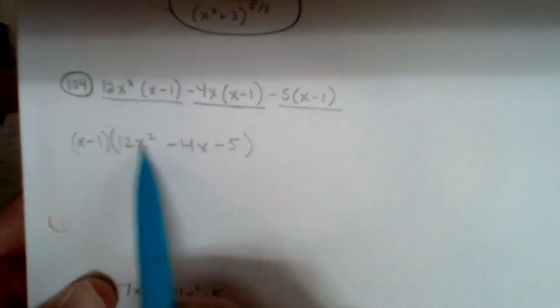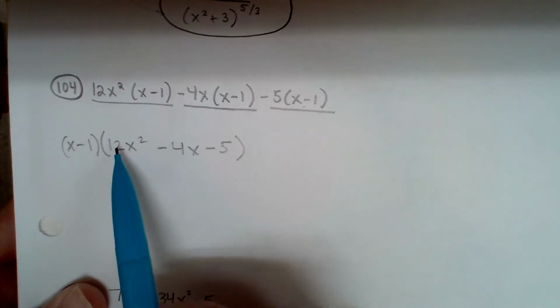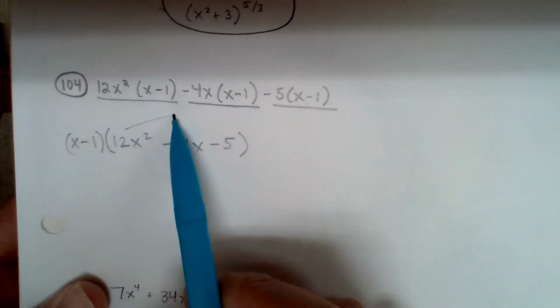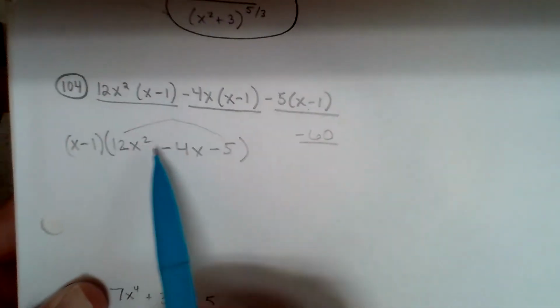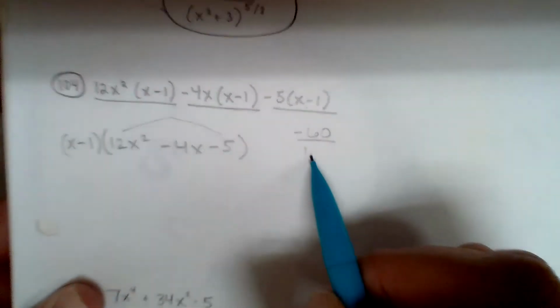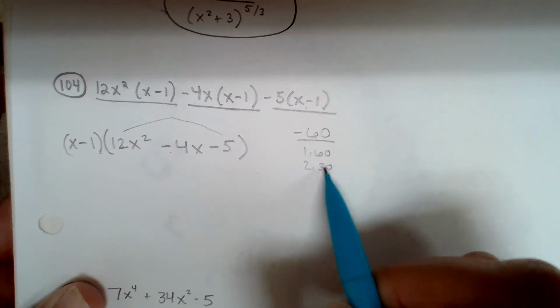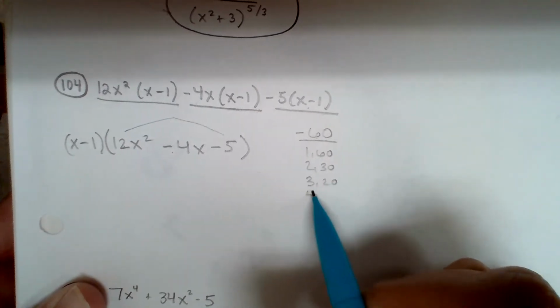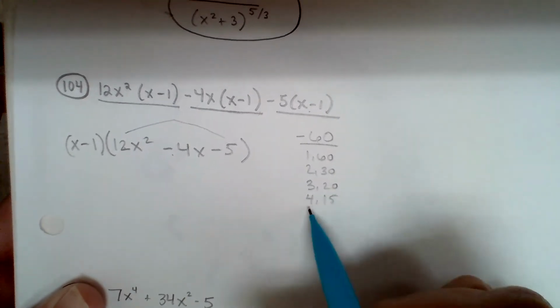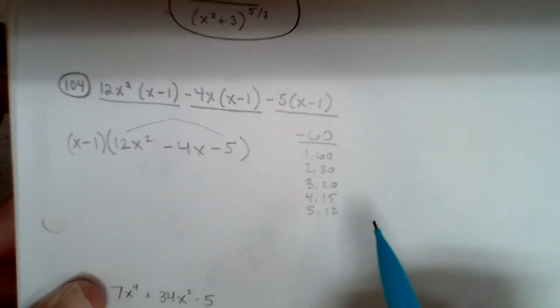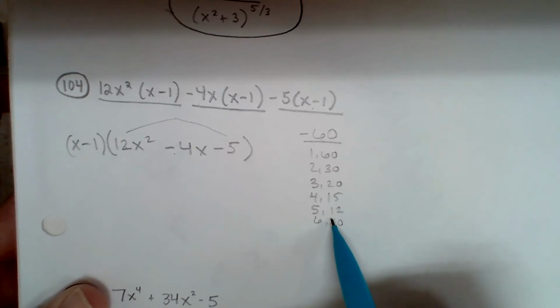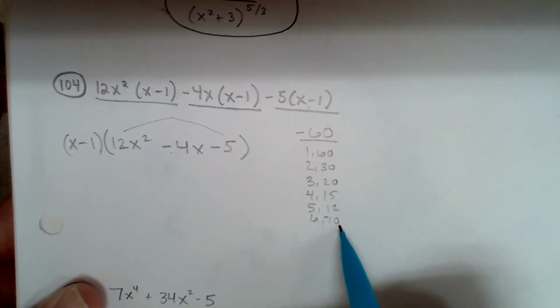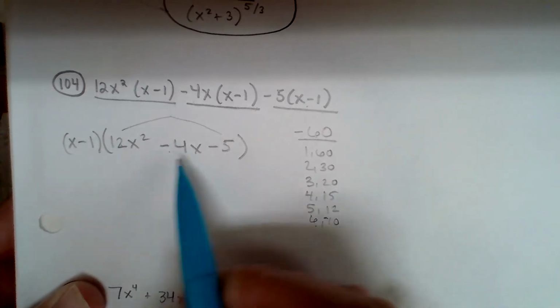Now this remaining piece has to be factored. A lot of options for 12. I don't like that, so I'm just going to split the middle term and look for two numbers that multiply to get negative 60 that will combine to get negative 4. 1 and 60, 2 and 30, 3 and 20, 4 and 15, 5 and 12. I'm looking for a difference of 4: 6 and 10. So specifically negative 10 and 6.